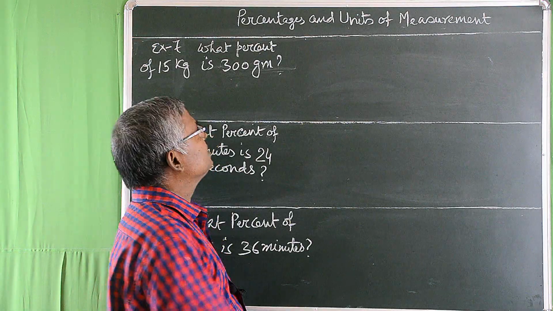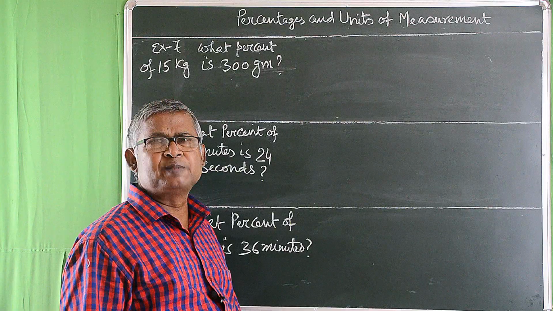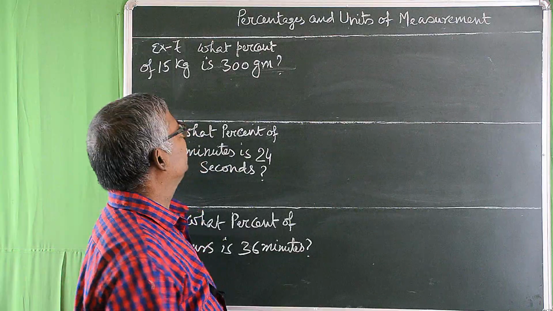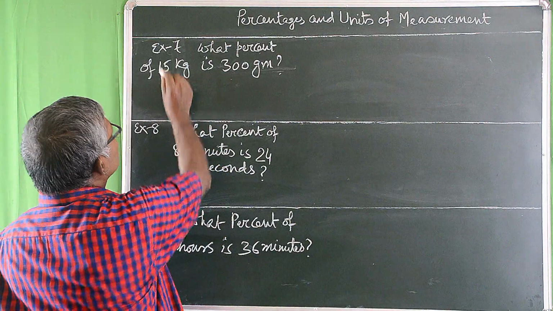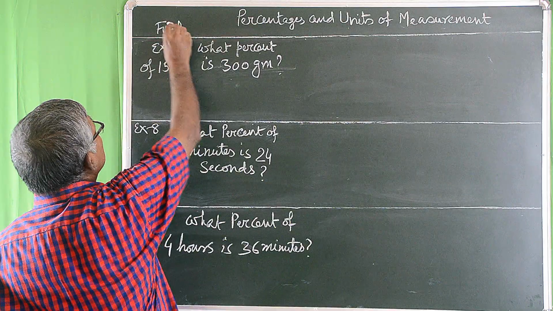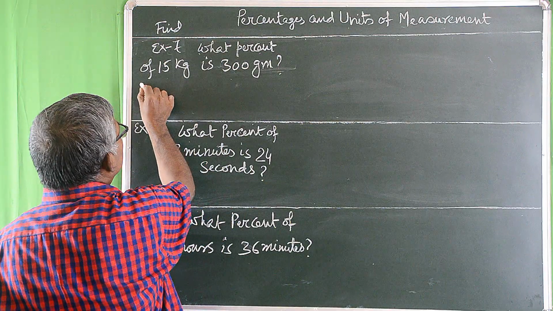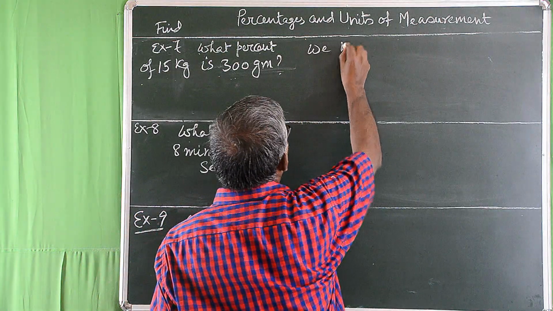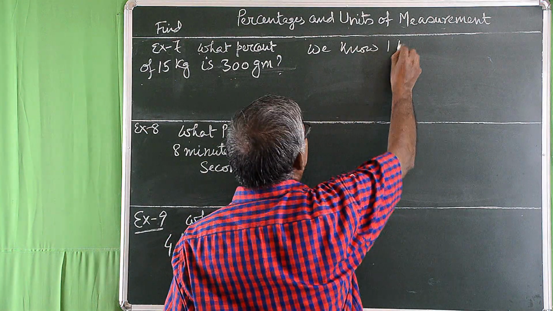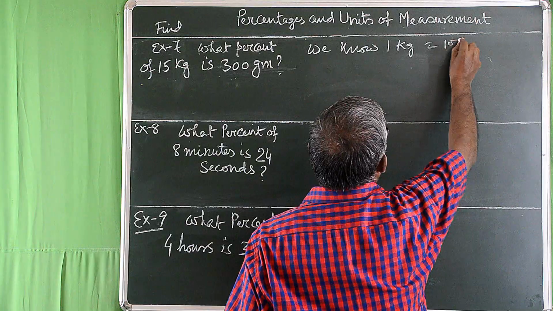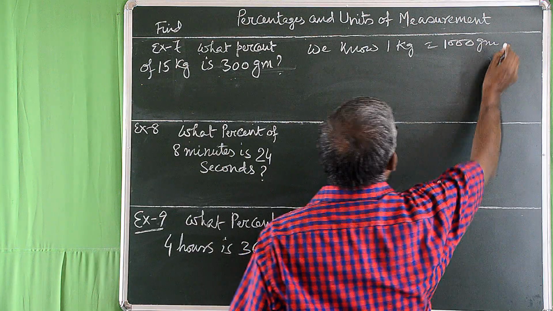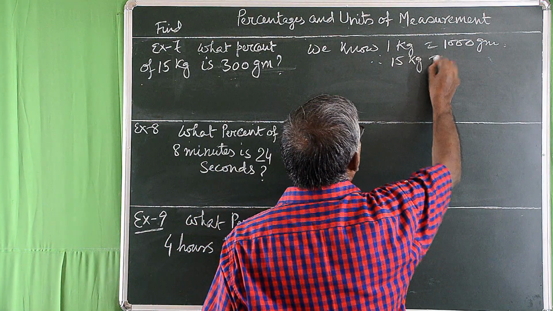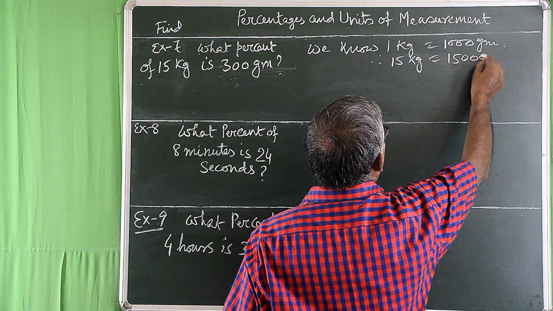Students, percentage and units of measurement is very important for the beginners. For this, I am explaining in detail. Students, let us find what percent of 15 kg is 300 gram. We know 1 kilogram equal to 1000 gram. Therefore, 15 kilogram equal to 15,000 gram.